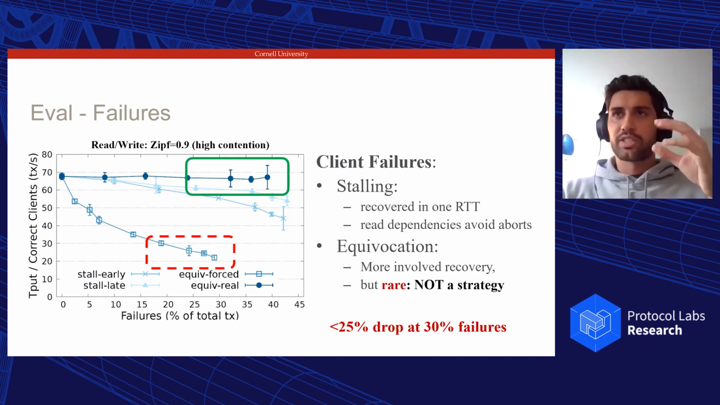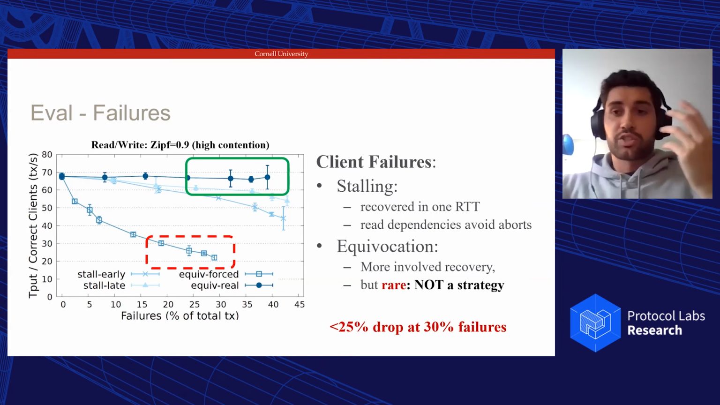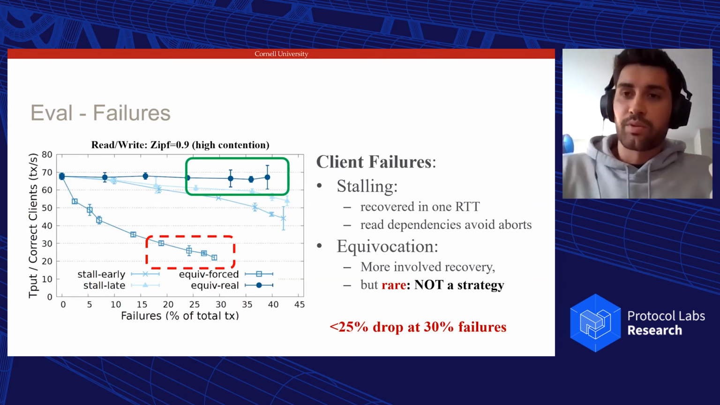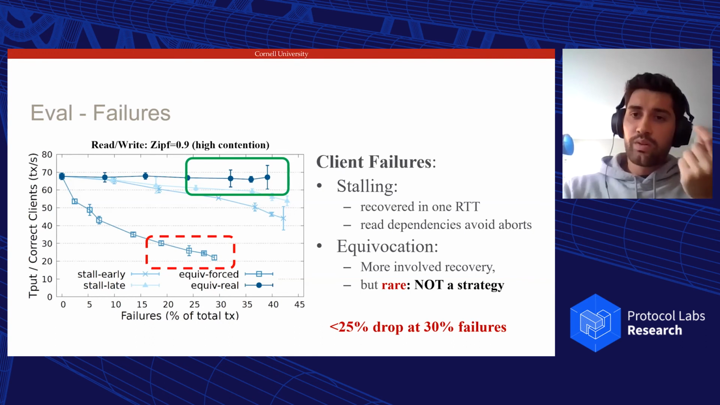So overall, we can show that despite more than 30% of transactions being faulty, Basil is not just live, but robust. It has robust performance because failures only affect conflicting transactions, and when they do, they can be recovered swiftly.